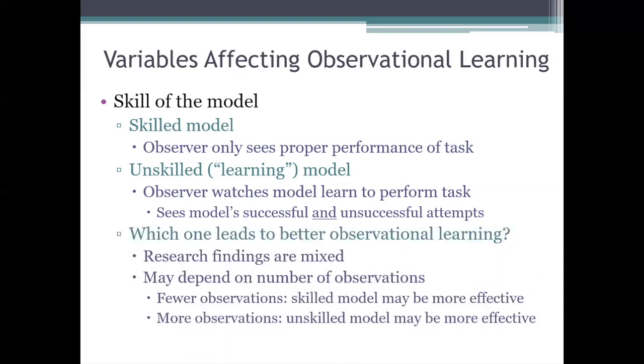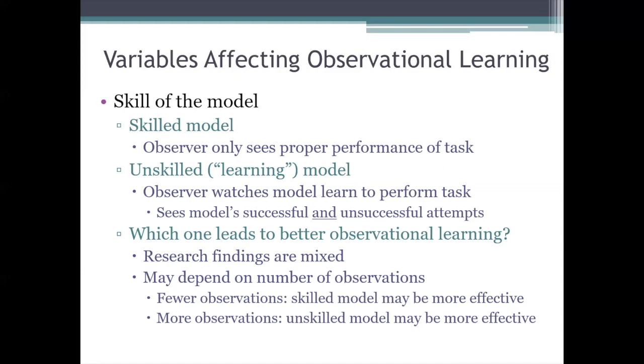So it's not obvious either way whether skilled models or unskilled models would lead to better observational learning. And as your book points out, the research on this skill of the model variable has yielded mixed results. Some studies find better learning from skilled models, others find the opposite. And so, this is another ongoing area of research in observational learning. And it's possible that the reason we're seeing mixed results in the research is because the skill of the model interacts with other variables, like how much observation is being done.